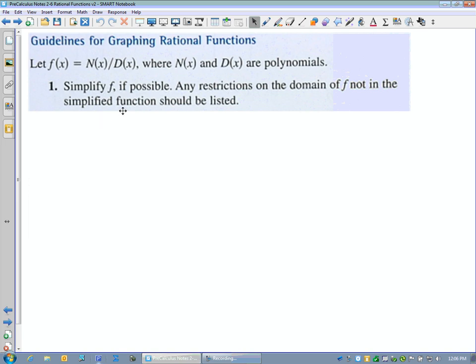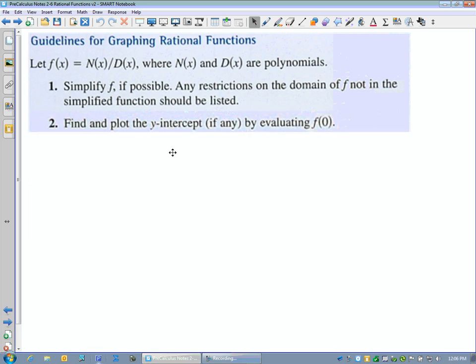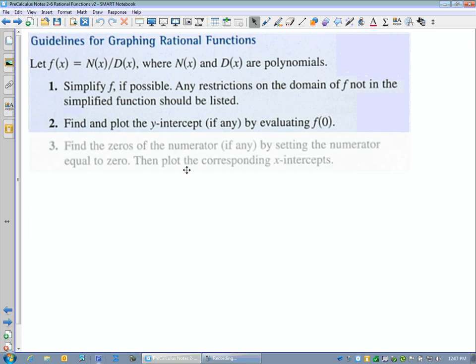Next, we want to look at the y-intercept. We're going to plot the y-intercept, and that's a pretty easy process. We just substitute 0 for x. In other words, we're finding f of 0. When we plug that in, we get the value of y, which will be the y-intercept. So we want to plot that point on our graph. We'll start with that.